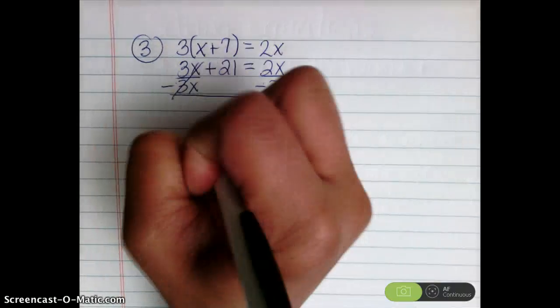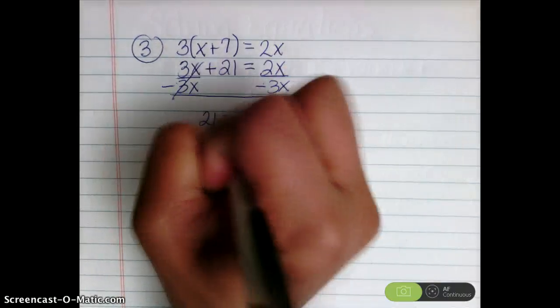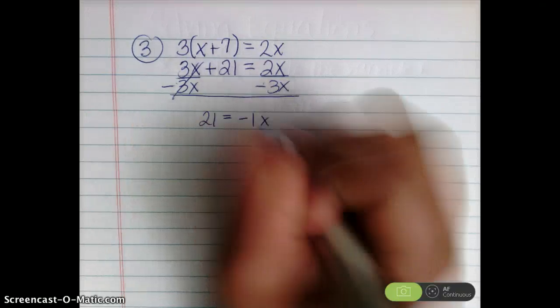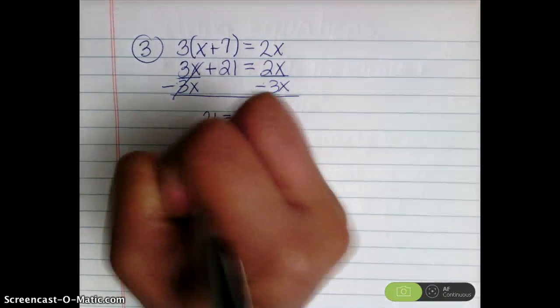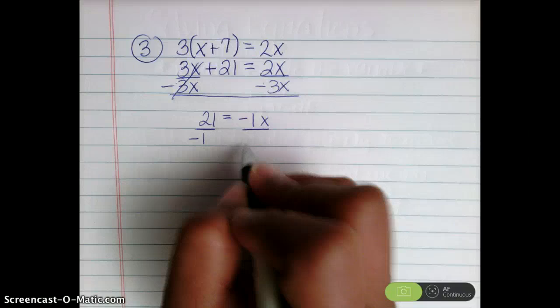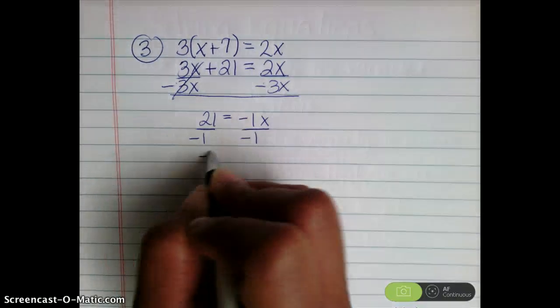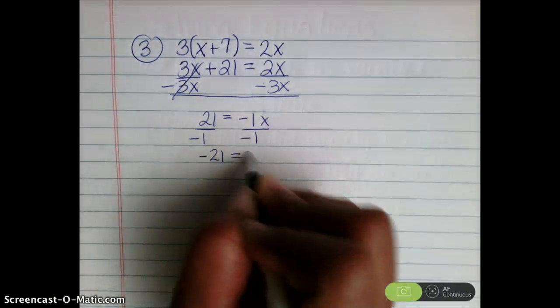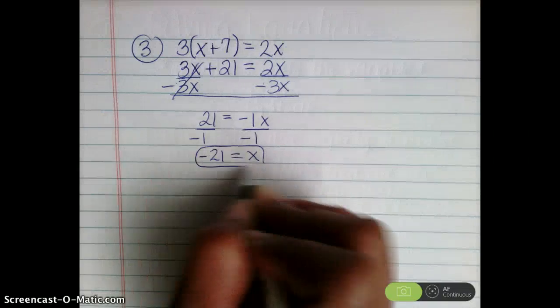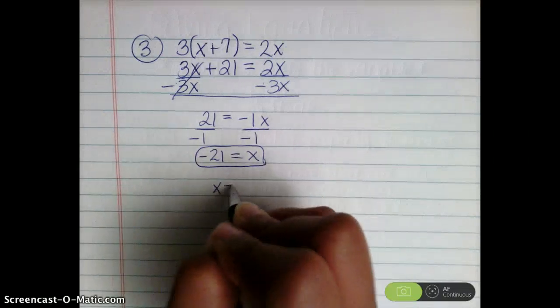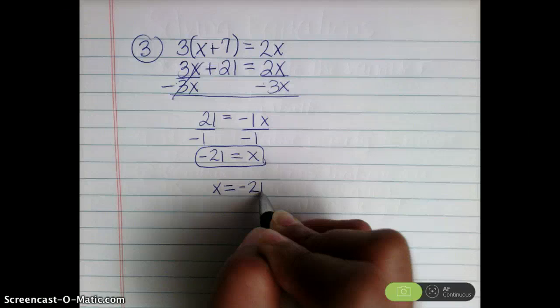This cancels. It gives you 21 equals negative 1x. Then we're going to use division and divide both sides by negative 1. And you get negative 21 equals x. Or if you're more comfortable, you can write it x equals negative 21.